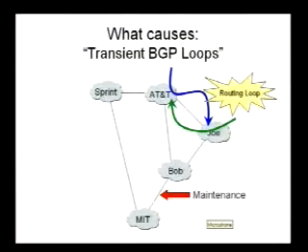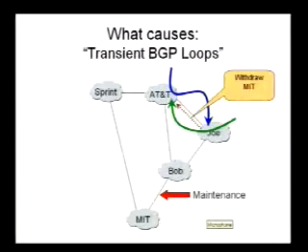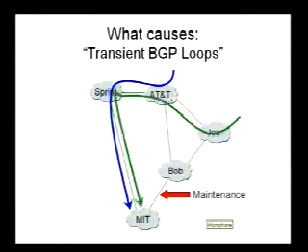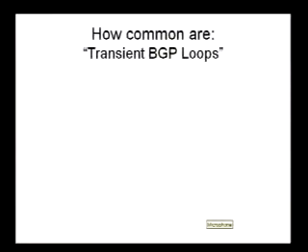Eventually, Joe will send on his withdrawal message to AT&T. AT&T will move to routing through Sprint, and the routing loop will go away. But in the meantime, we've created a routing loop. So that was an example where we see a routing loop, but does that really happen in practice?